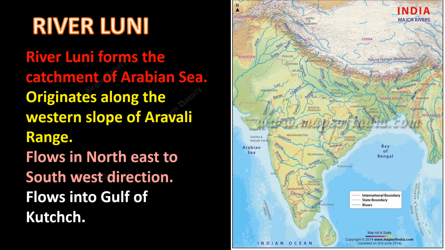River Luni. River Luni forms the catchment of Arabian Sea. Originates along the western slope of Aravalli range. Flows in northeast to southwest direction. Flows into Gulf of Kutch.